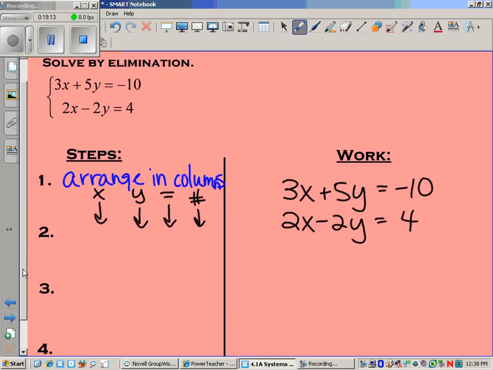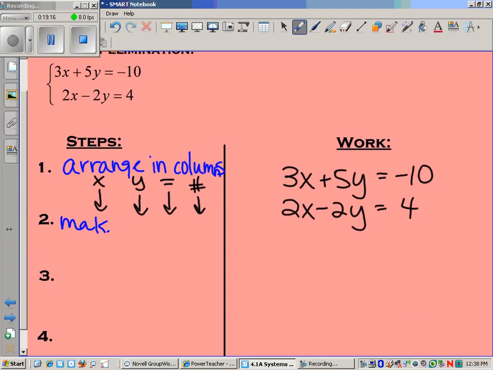Okay? Now that they're in the correct columns, my second step for elimination is to make either my x's or my y's opposites. It doesn't matter which one, but make either your x's or your y's opposite. Well, what do I mean by opposite? What's the opposite of positive 7? Negative 7. What's the opposite of negative 12? Positive 12, right? So I need to make my x values the same number, but one positive and one negative. Or my y values the same number, one positive and one negative. I don't want to do both, I just want to do one. So it doesn't matter which one you want to do.